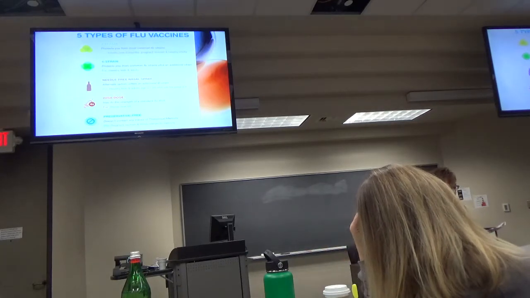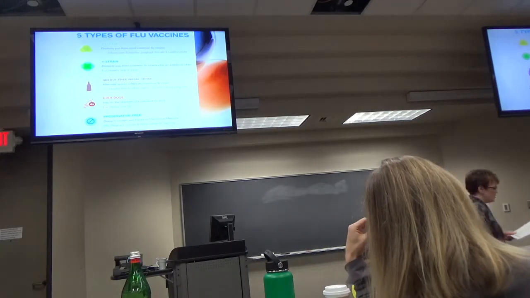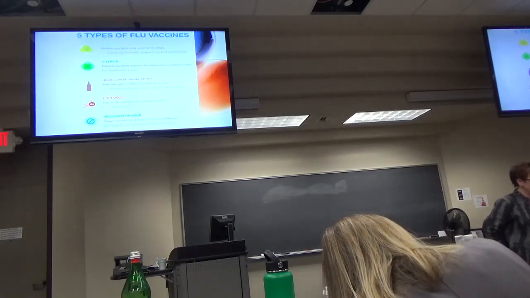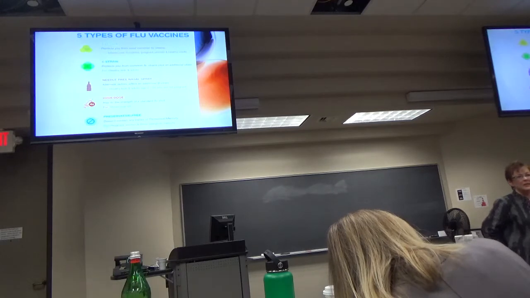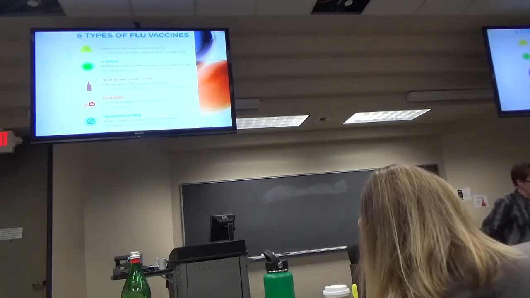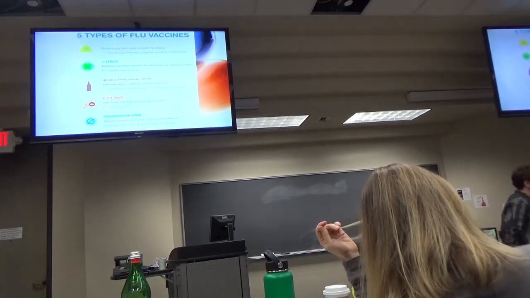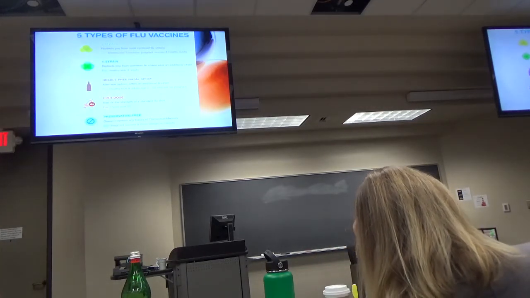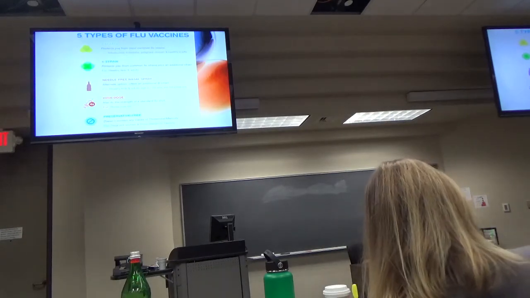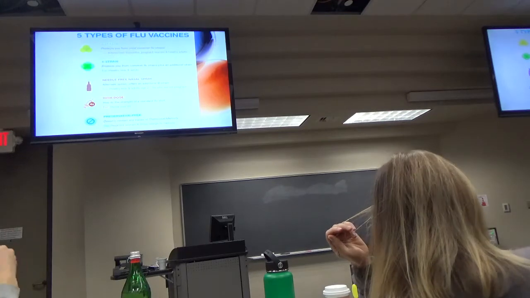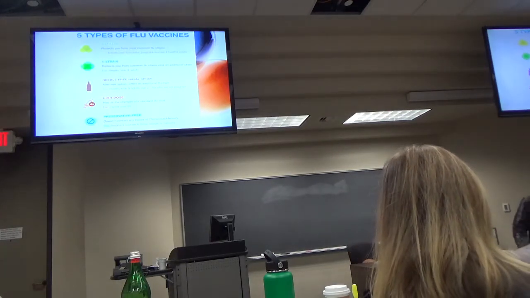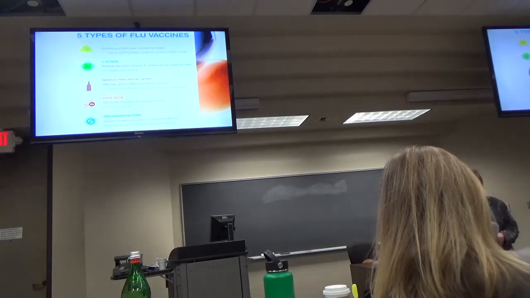So the trivalent protects against 3 different strains, 2 A strains, 1 B strain. So if you see down there the H1N1, that's the one that people are most worried about. And the other is the H3N2. So that's one that will affect birds, swine, people. So when we had an avian flu scare, that was one of the ones we even gave separate injections for that. So that's the 2 A's.